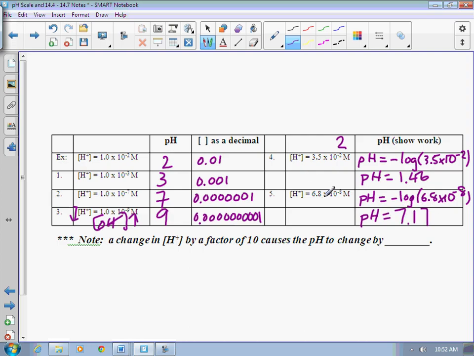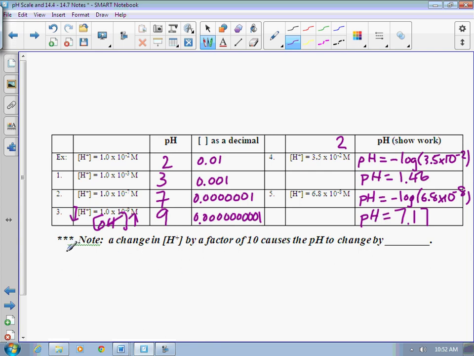Again, this number is a more acidic solution than if it was 1.0 times 10 to the negative 8th. So you knew it had to be more acidic than a pH of 8. So 7.17 makes sense. All right, hope you guys remember that.